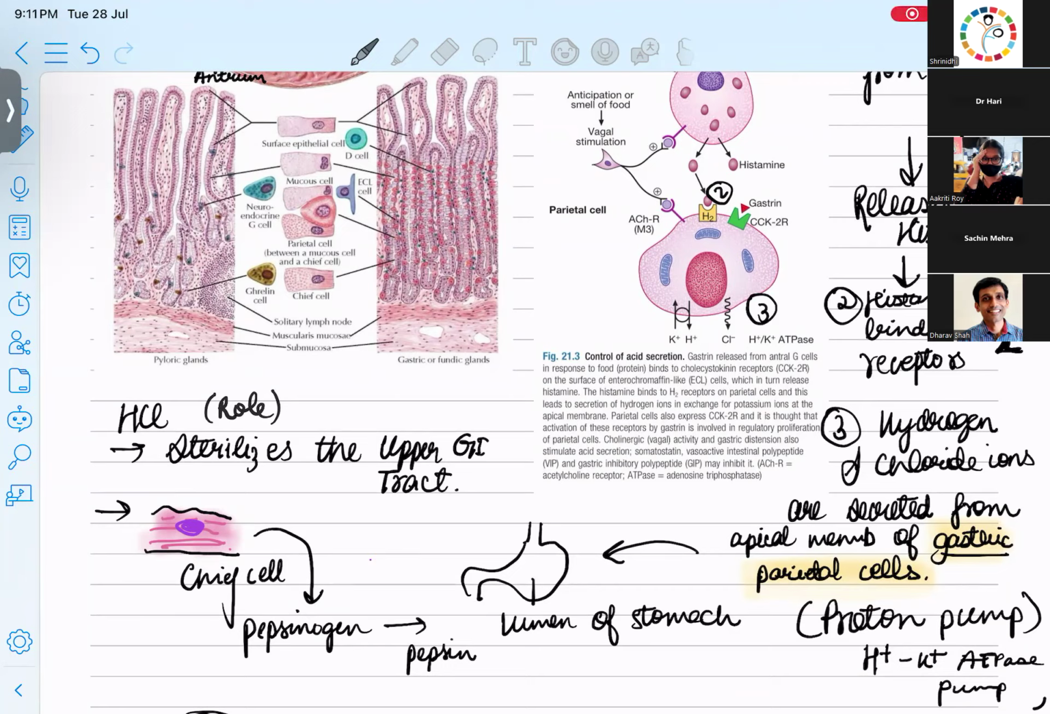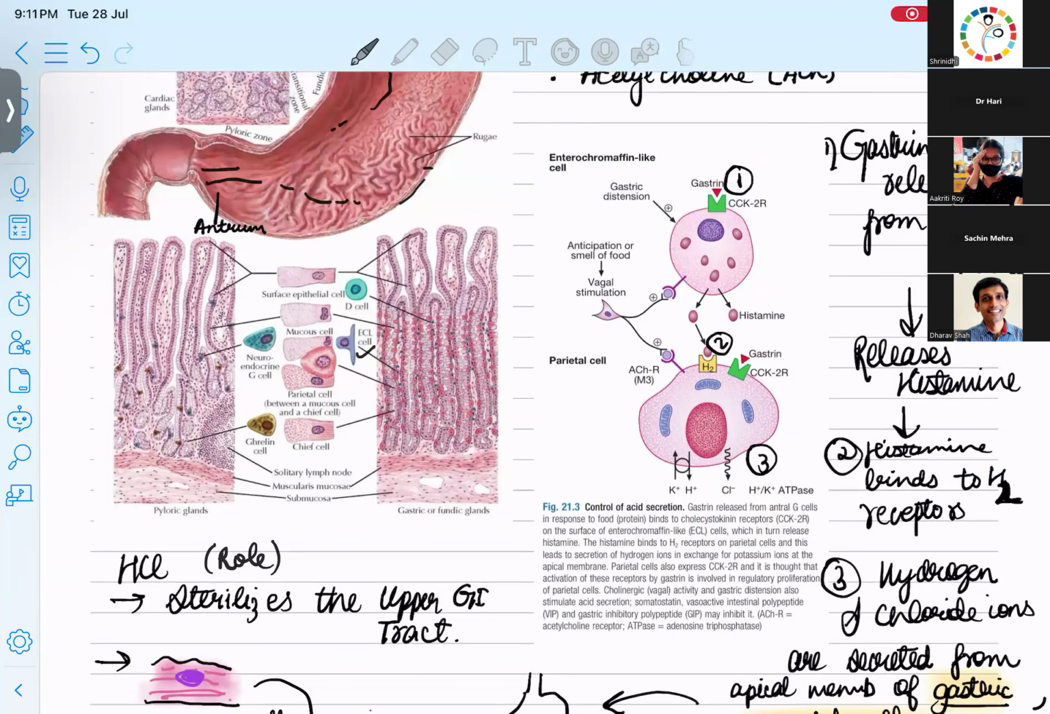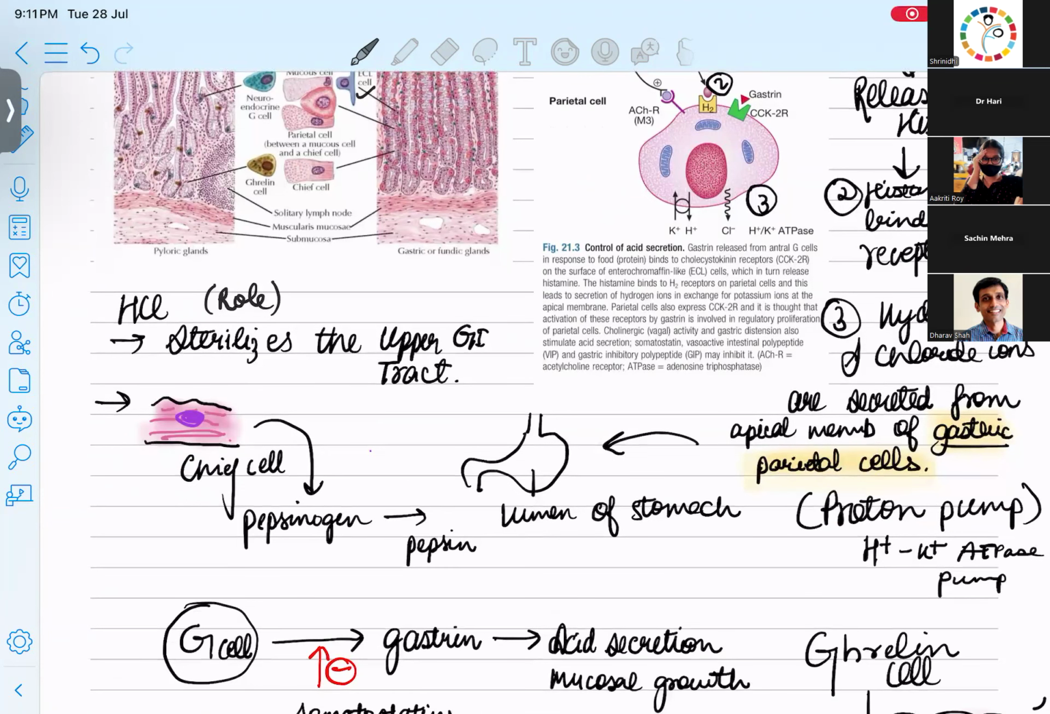So, we saw the role of ECL cells, which release histamine when antral G cells release gastrin that binds to the CCK2R receptor, और histamine जब release होता है, it binds to the H2 receptor of the parietal cell, and then hydrogen and chloride ions are secreted from gastric parietal cells with the help of the proton pump.